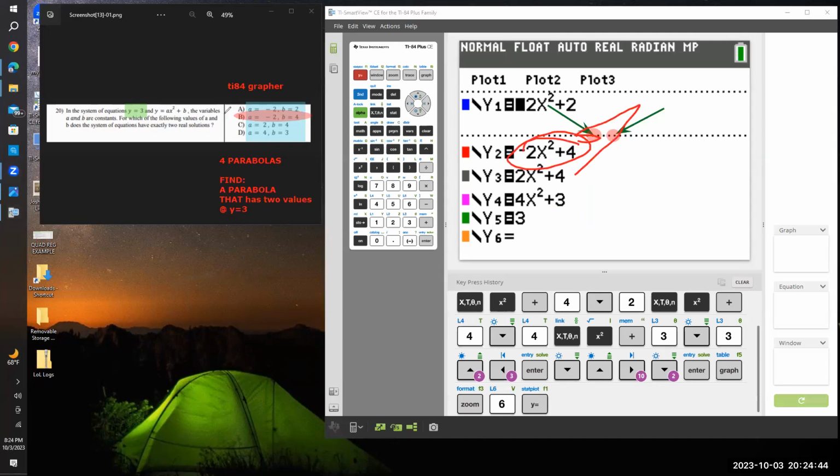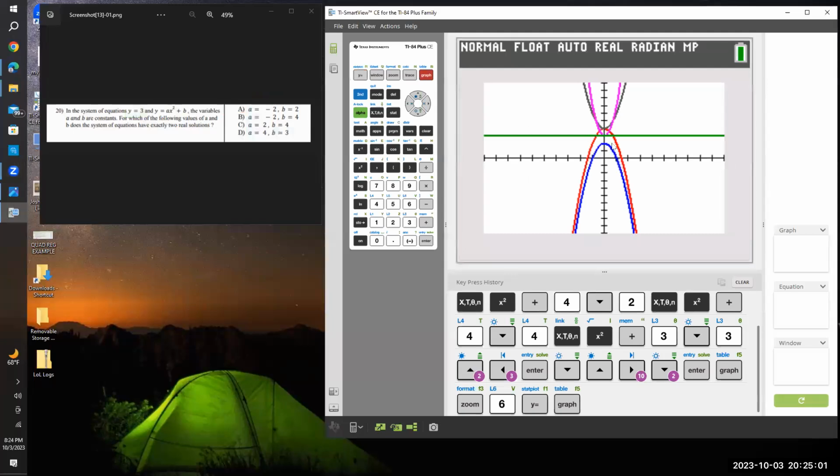This one here. B is correct because, going back to the grapher, that's the only one that has values that are 3. I guess we can find the exact value here.